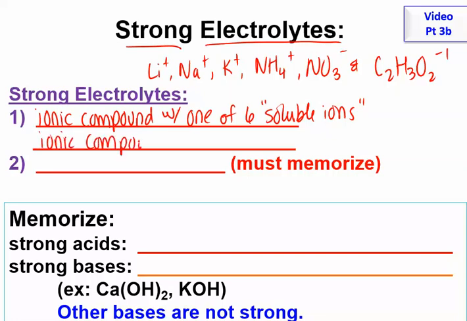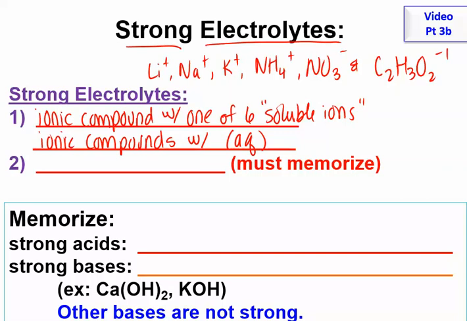If we are given a compound that doesn't have one of those, but it has that little AQ symbol, then we know it's a strong electrolyte, because for ionic compounds to dissolve in water, which is what AQ means, they have to ionize. Then there are some others.